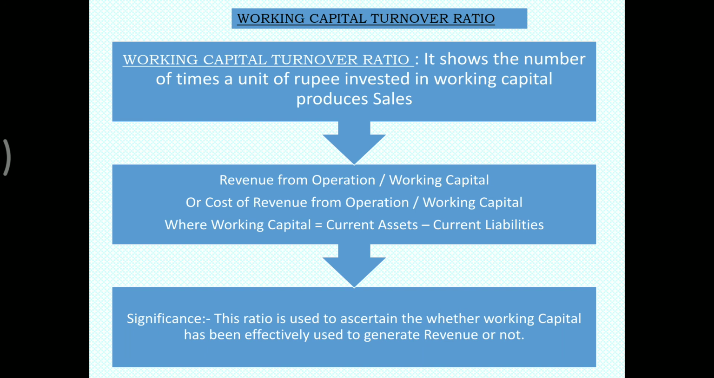How can we calculate it? What is the purpose of calculation of this one? This ratio shows the number of times a unit of rupees invested in working capital produces sales. Means how frequently what you have invested is converting into sales. Okay, and the formula for this one is revenue from operation divided by working capital, or cost of revenue from operation divided by working capital. Okay, this ratio is used to ascertain whether working capital has been efficiently used to generate revenue or not.